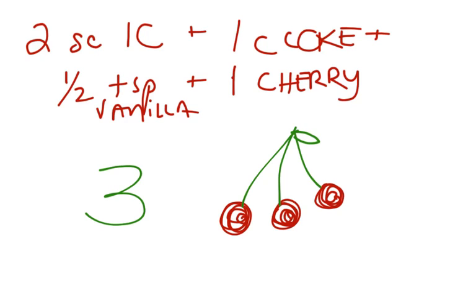Okay, if that's all you had, you are now limited to 3 Coke floats, even though you have plenty of ice cream, plenty of Coke, plenty of vanilla. This is your limiting reactant. So, I'm going to make it harder.